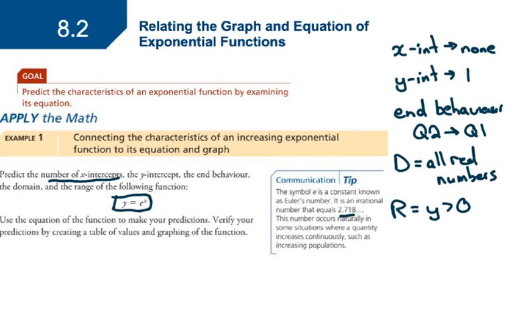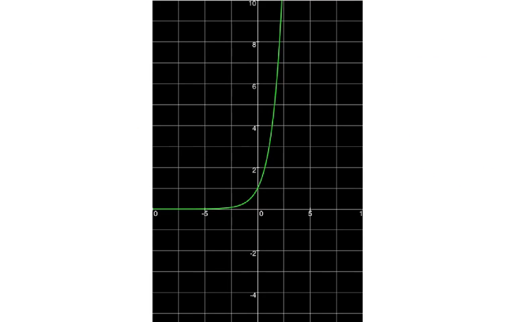So we can use the equation. We just did use the equation to make the predictions. To verify if they're correct, create a table of values and graph the function. Well, I've taken the liberty of graphing it on a calculator. As we can see, we have a single y-intercept.